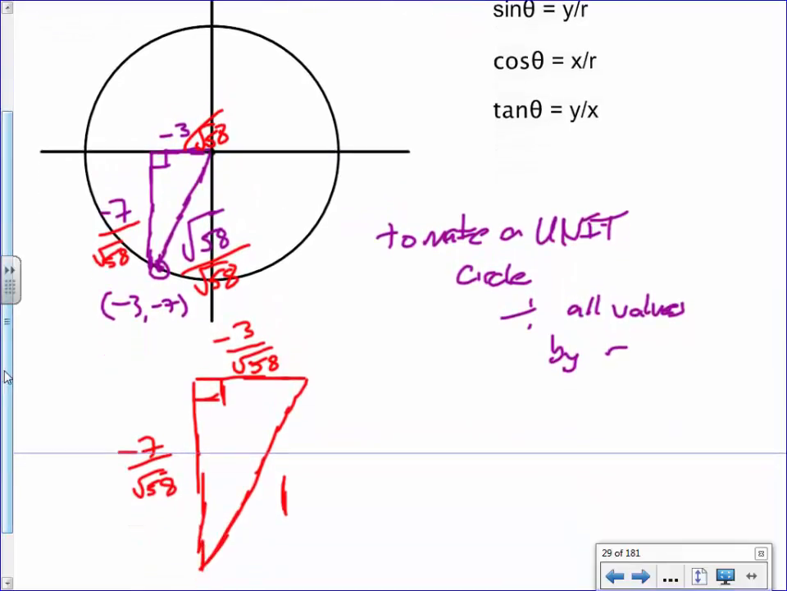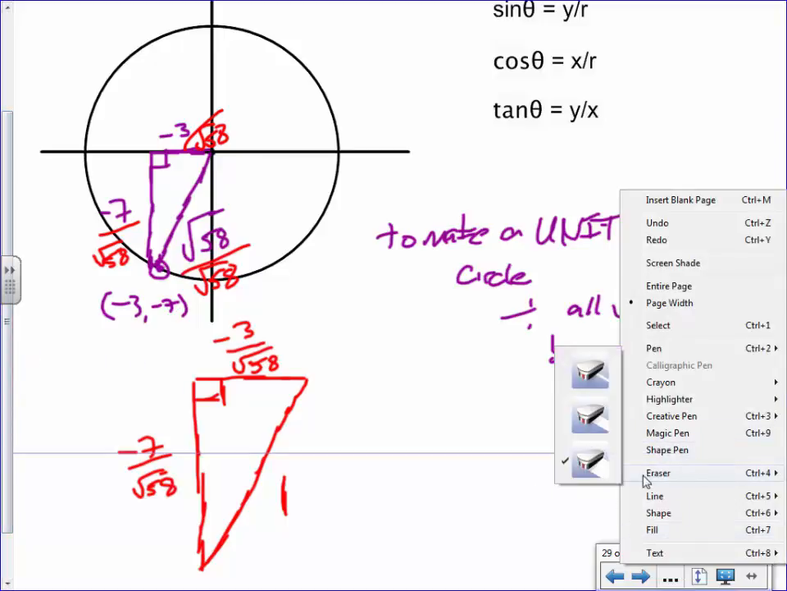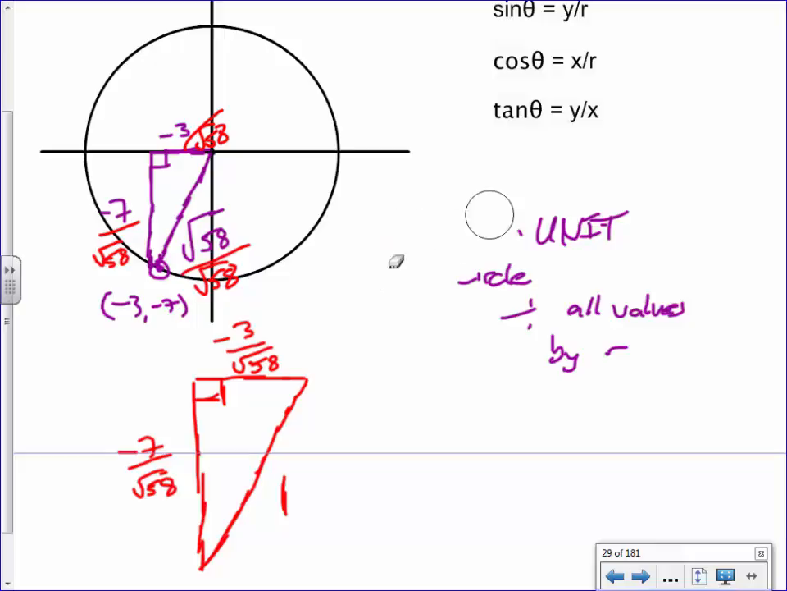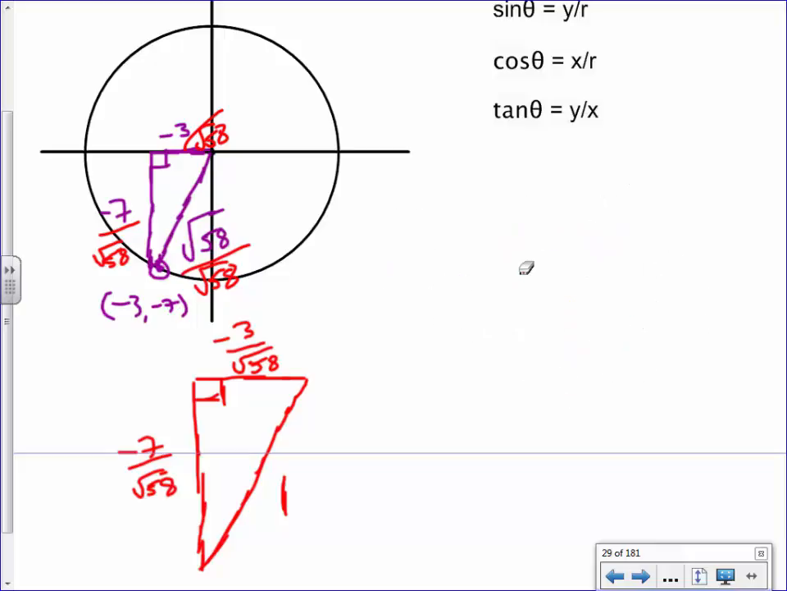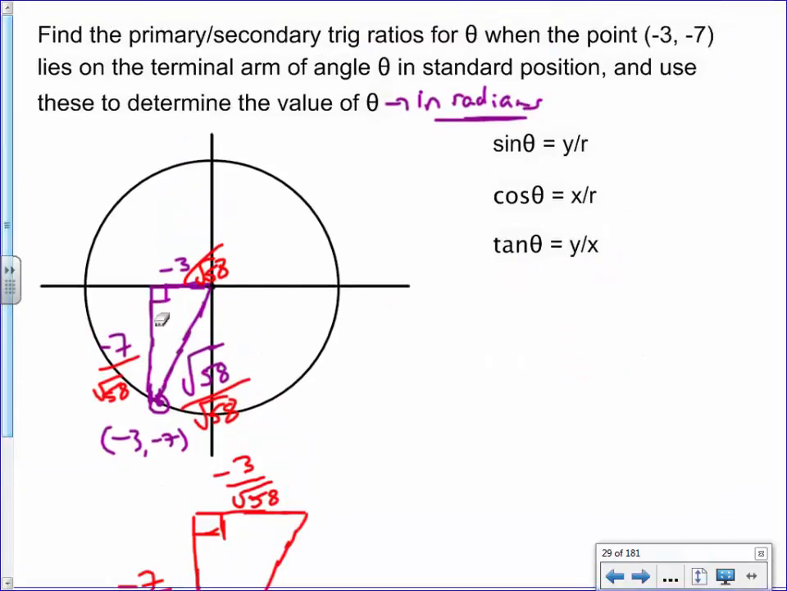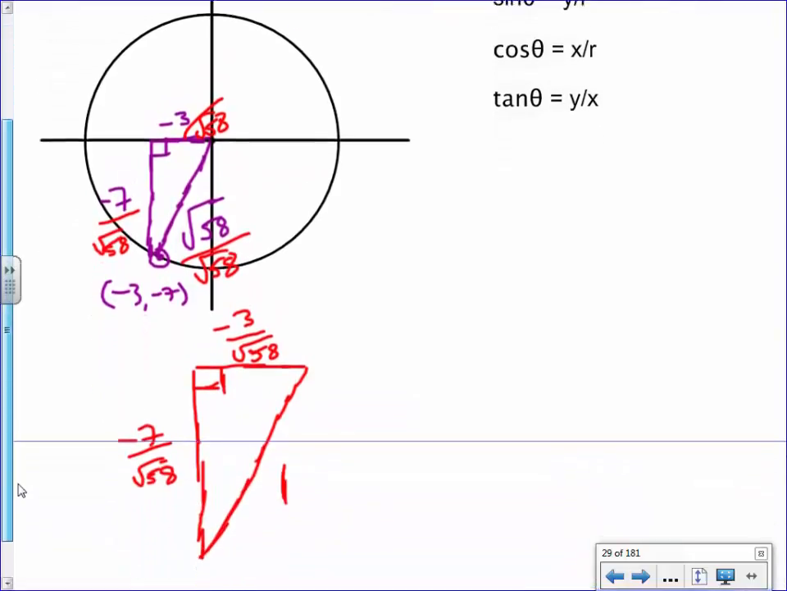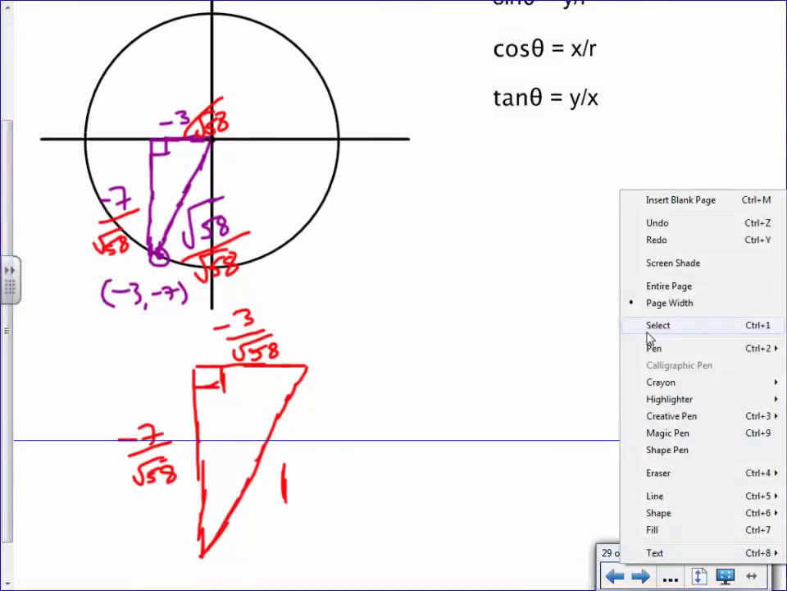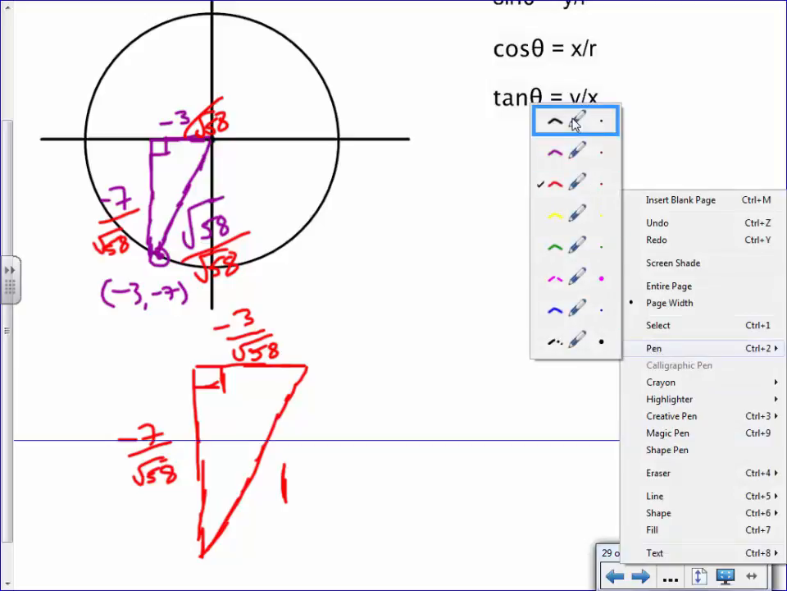Does that make sense? I'm just going to erase my writing there. I want the room. Okay, what else did this ask us to do? It asked us to determine all the primary and secondary trig ratios. Let's try that. What is sine supposed to be equivalent to?